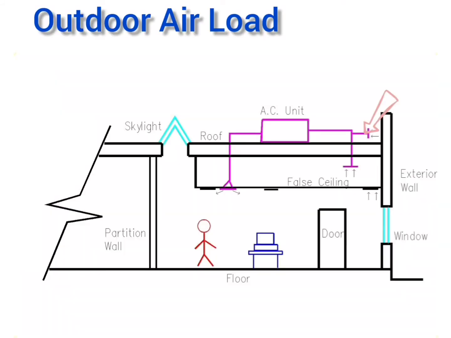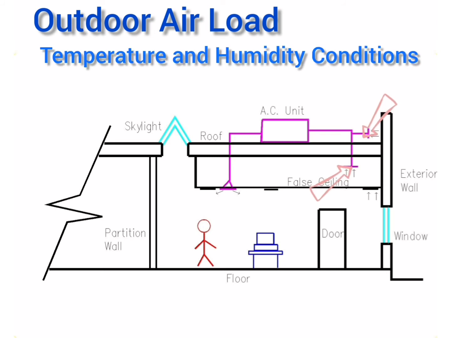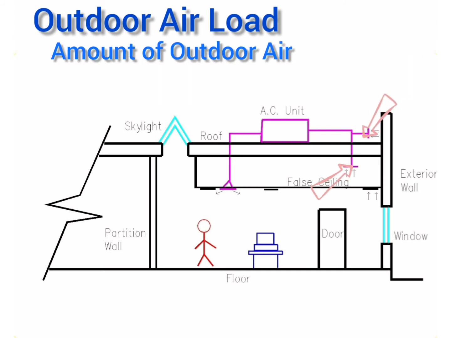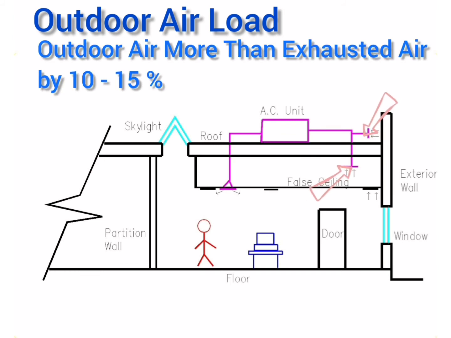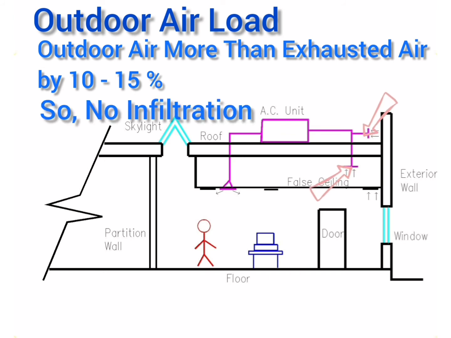Also, cooling of outdoor air that is mixed with the retained air can be a significant portion of the overall cooling load and depends on its temperature and humidity conditions as well as its amount. It's recommended that outdoor air be more than exhausted air from toilets, kitchens, etc. by 10 to 15%, so the space is in a positive pressure and therefore there would not be any infiltration and thus no infiltration load.